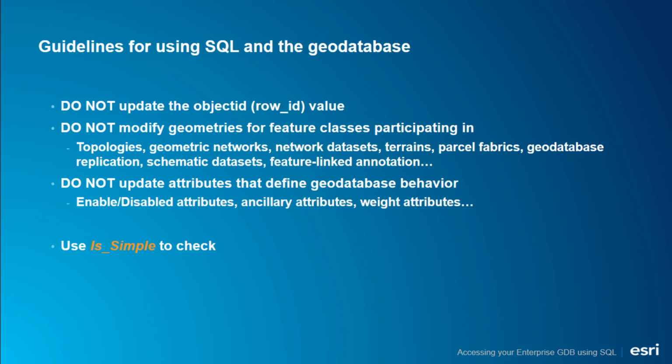Again, do not update the object ID field, ever. Don't modify the geometries where the feature classes are participating in complex or advanced geodatabase functions. Do not update or edit the attributes of any of these feature classes that are not simple and are participating in advanced geodatabase behavior. You can use all these discovery functions to find out what is the state of the table that you're trying to edit.